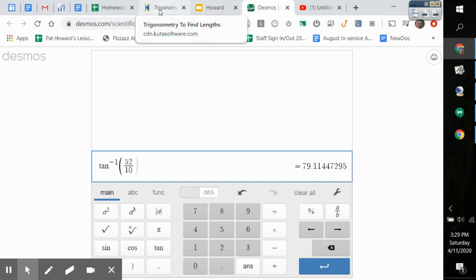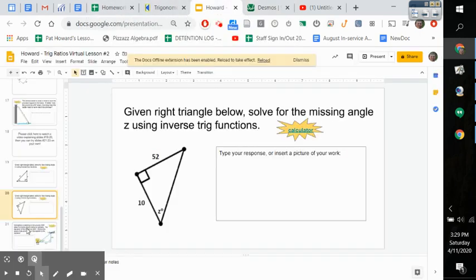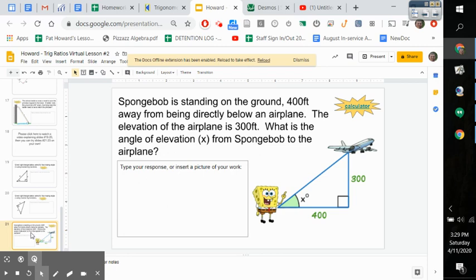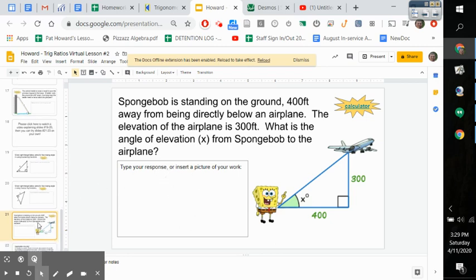So back to our slideshow real quick. Here's what I want you guys to try out. 21 is a word problem with SpongeBob. Okay. It's the same idea. Label opposite, adjacent, hypotenuse. You're trying to find an angle. Use the inverse function. Okay. So type your work in here.